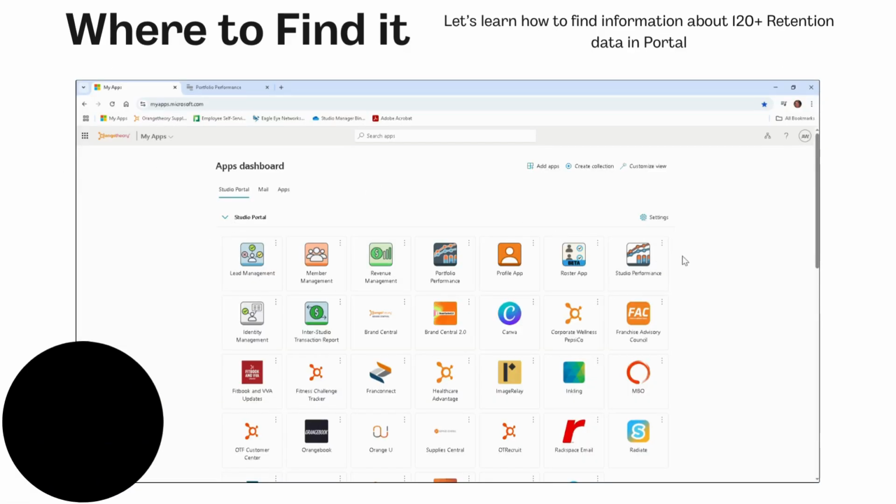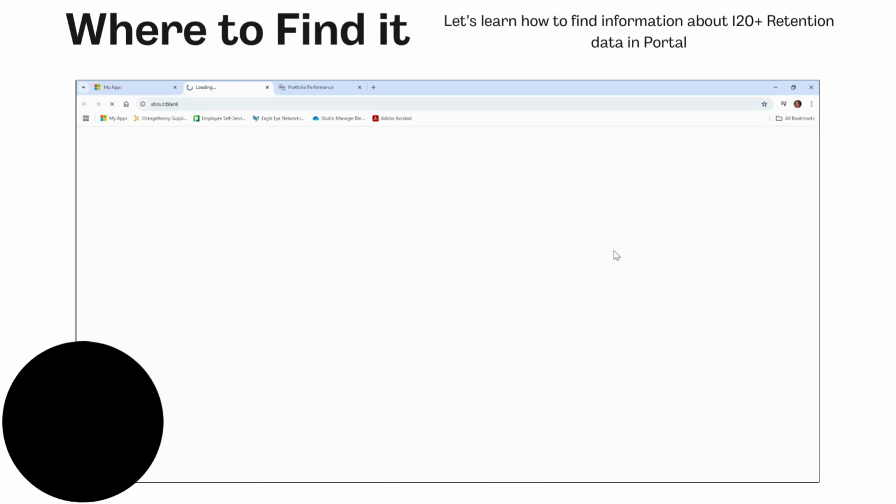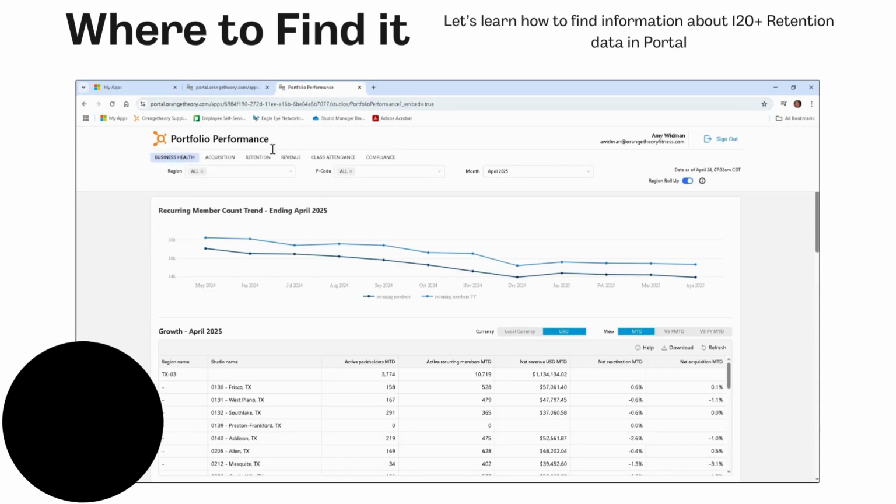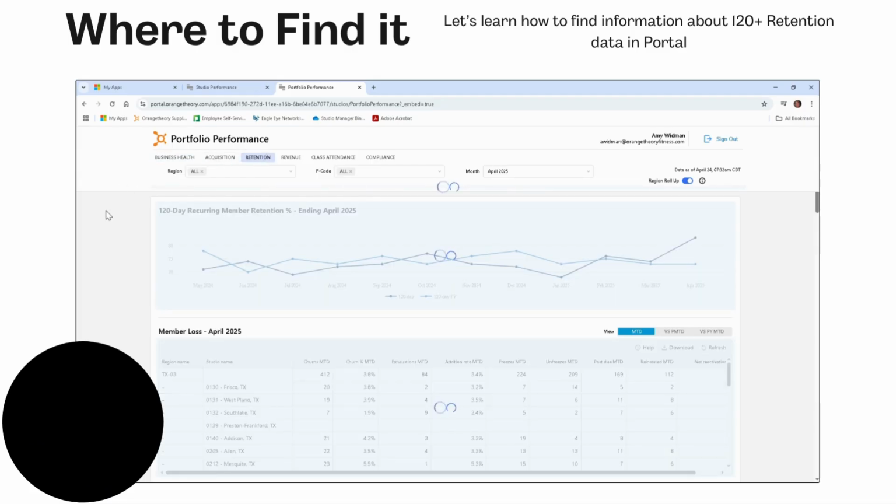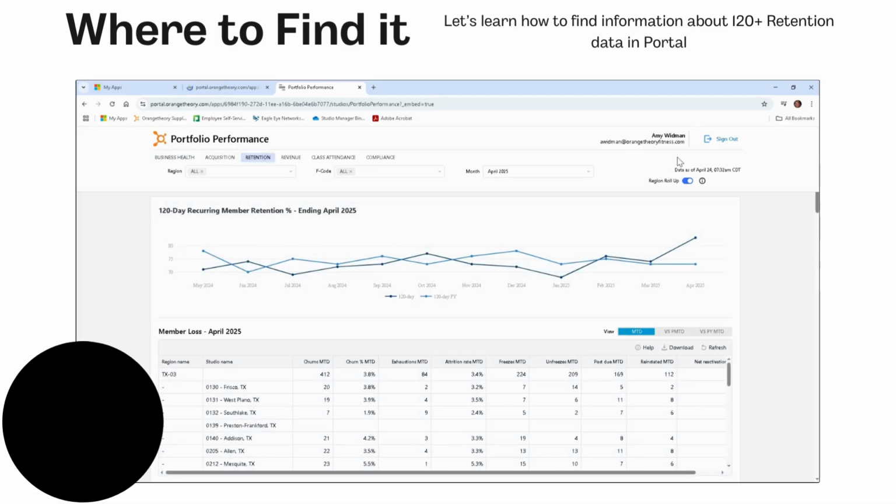You can watch this video for more information on accessing Studio Performance.